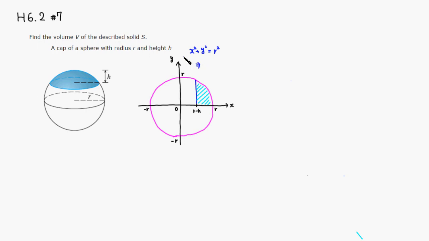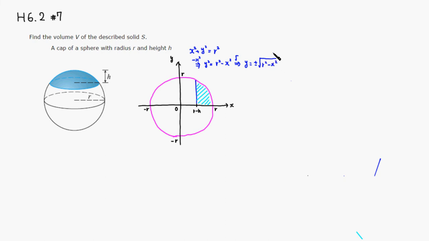derive from the equation of the circle. The equation of the circle with radius r is x squared plus y squared equals r squared. Then we can just solve for y. So you have y squared equals r squared minus x squared. Then we can just take the square root of both sides, and we get y equals plus or minus the square root of r squared minus x squared.